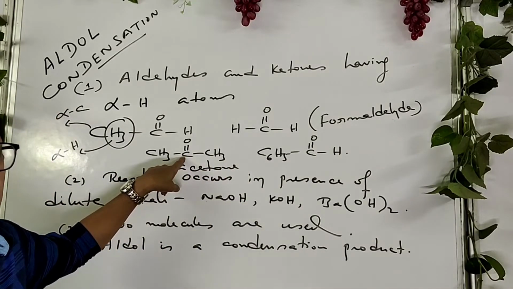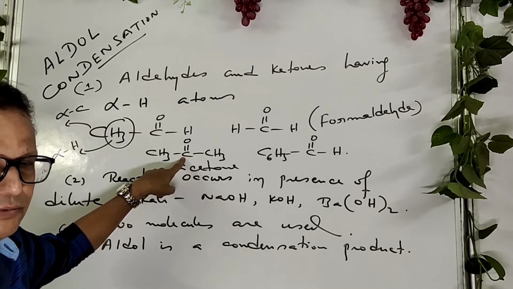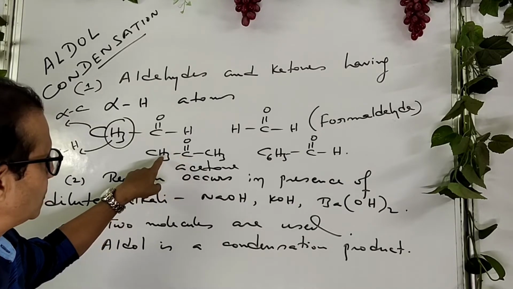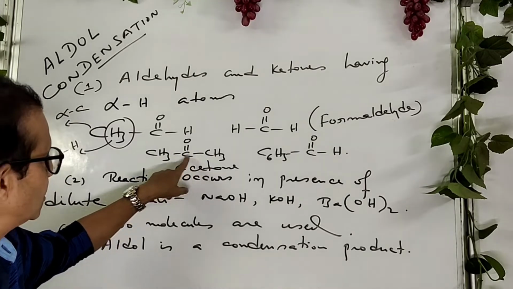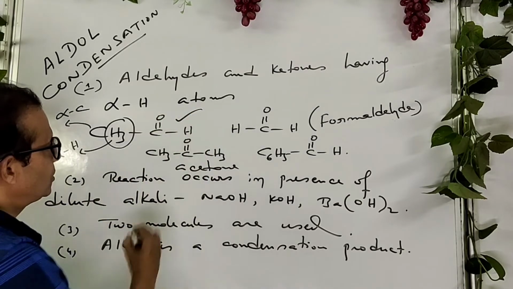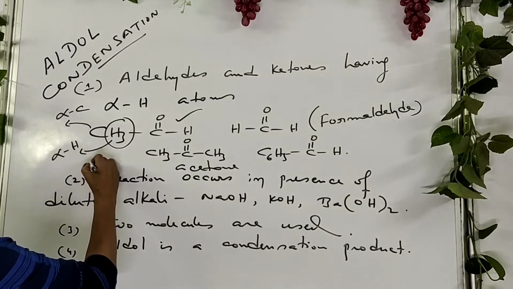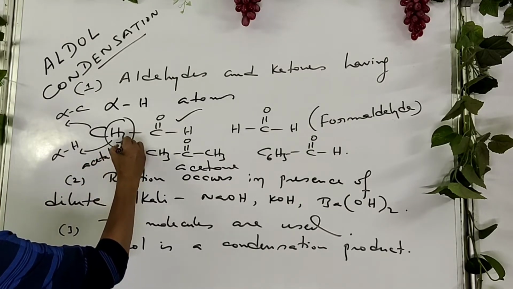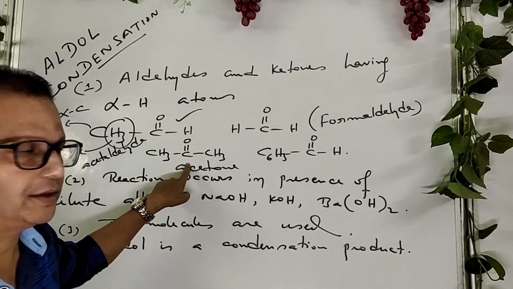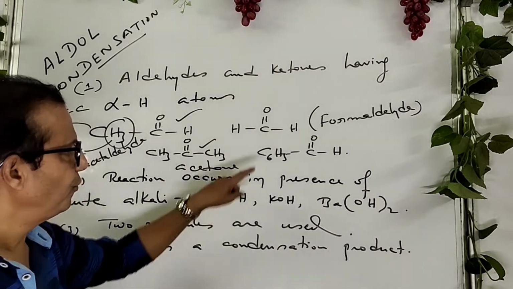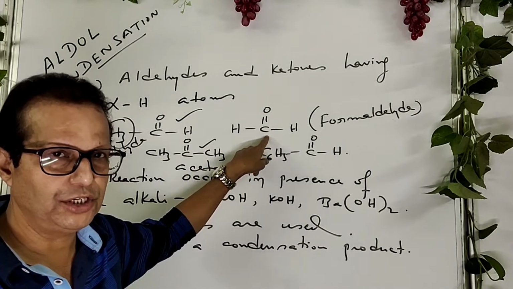This is acetone. Acetone has 2 alpha carbons and 6 alpha hydrogen atoms. So it undergoes aldol condensation. This is acetaldehyde, you know that, and acetone also undergoes aldol condensation. Formaldehyde has no alpha carbon, so there is no question of alpha hydrogen, so it does not.